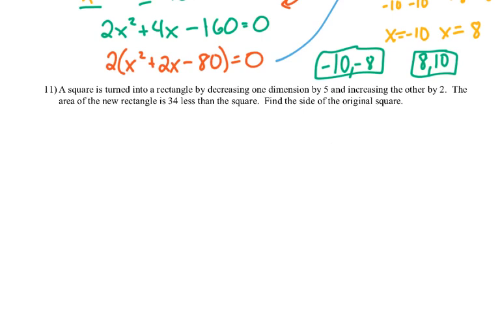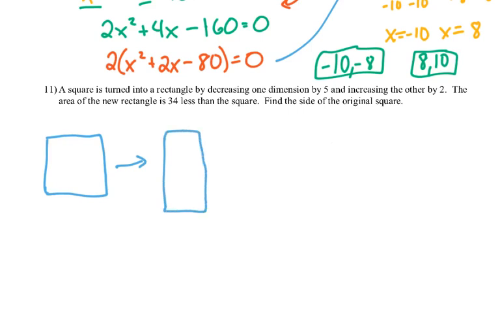Number 11, this next word problem. A square is turned into a rectangle by decreasing one dimension by 5 and increasing the other by 2. The area of the new rectangle is 34 less than the square. Find the side of the original square. Whole lot of stuff going on. So I would start by drawing a square, because that seems like a reasonable thing to do. This square is going to be turned into a rectangle.